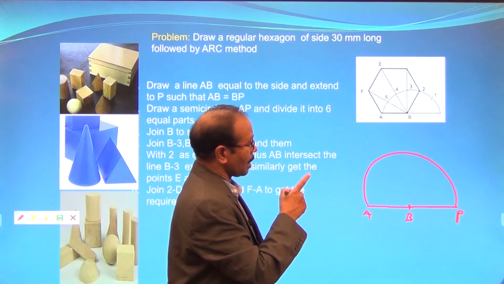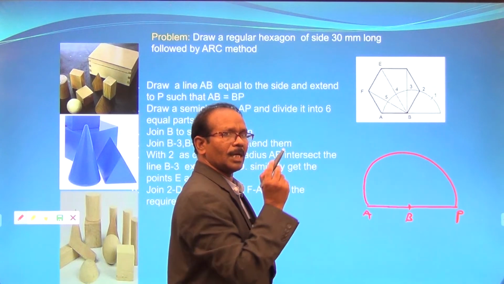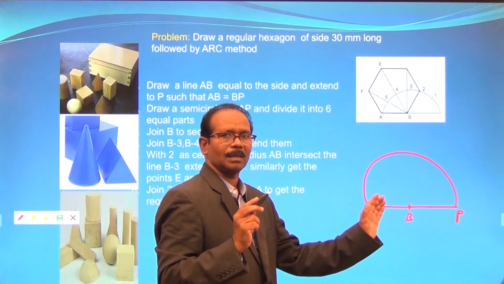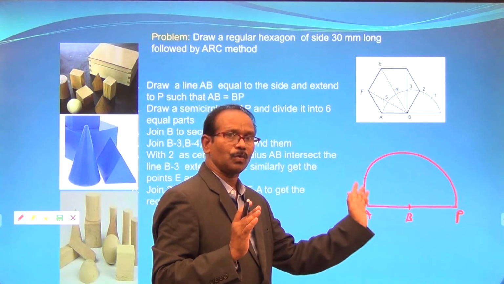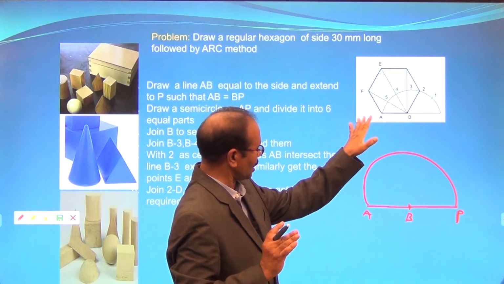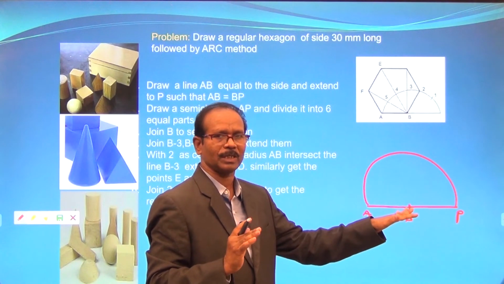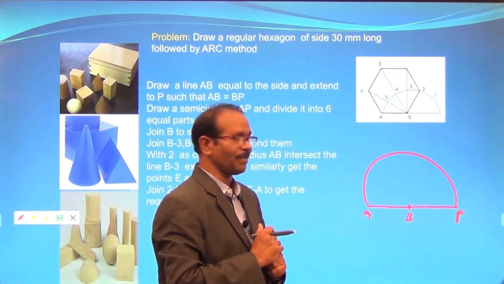Divide the semicircular arc into 6 equal parts. Just how to divide this, that is important. How to divide this into 6 equal parts. It is given and easily constructed, but the procedure is not given in that diagram. Just I am going to give the procedure, an easy way to divide.